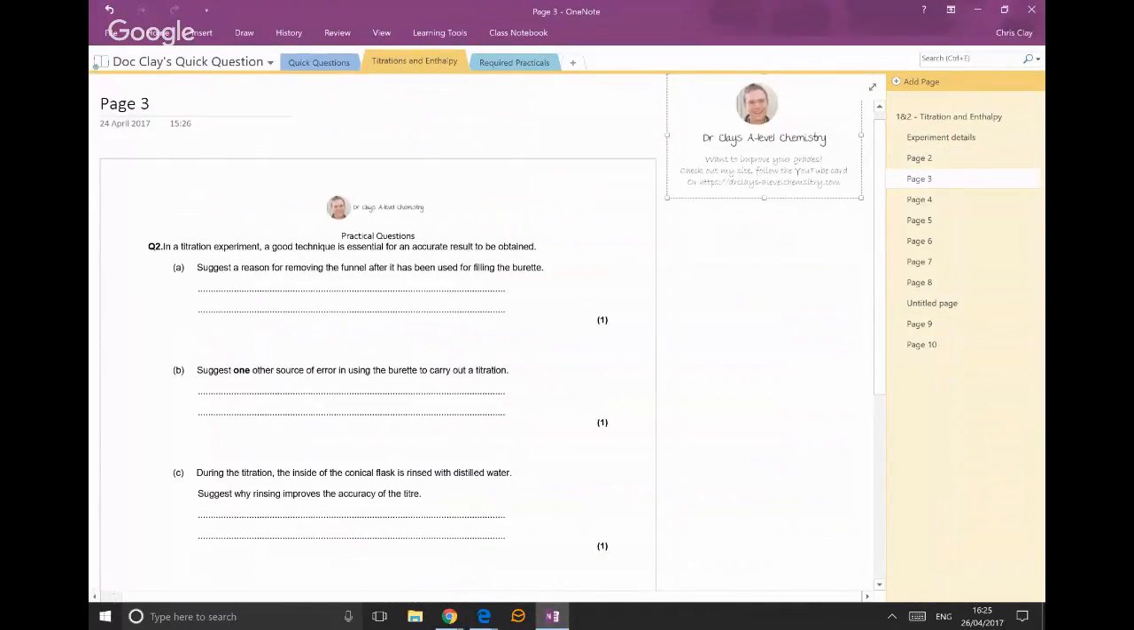Moving on then, Question 2. Here again, more titration experiments. Why would it be sensible to remove the funnel after it has been used for filling a burette? And that's simply that you might have had droplets of solution from the funnel go in the burette. That would increase, or sorry, it wouldn't increase, it would decrease your volume measurement.